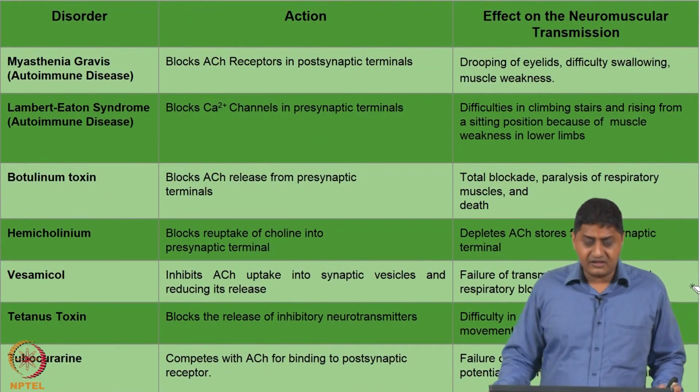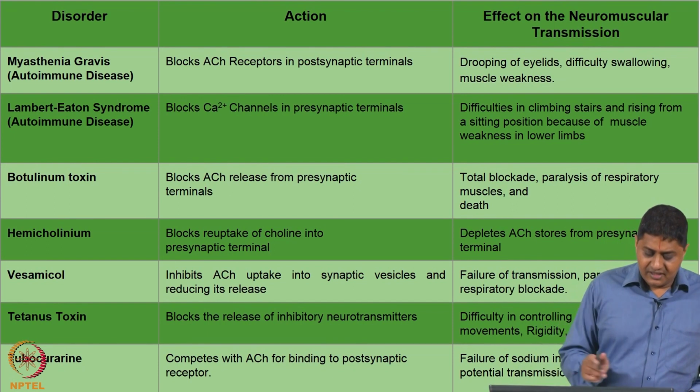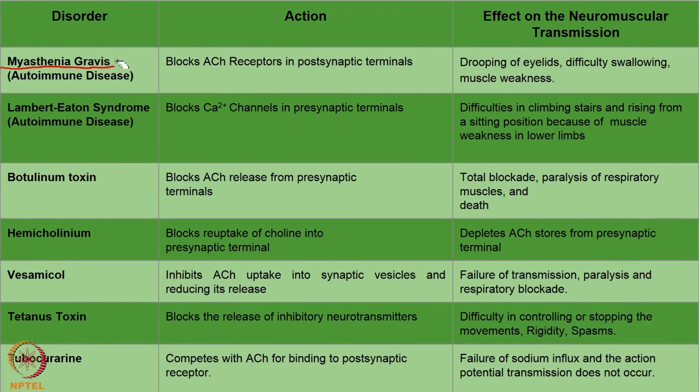So, in summary, what are the various things that we have seen? We have seen myasthenia gravis, which is an autoimmune disorder. It blocks the nicotinic cholinergic receptors in the postsynaptic terminal, essentially causing drooping of eyelids, difficulty in swallowing, and weakness of the muscle. Then there is Lambert-Eaton myasthenic syndrome. This is again an autoimmune disorder. It blocks calcium channels in the presynaptic terminals, causing difficulty in climbing stairs and rising from a sitting position, because of muscle weakness.